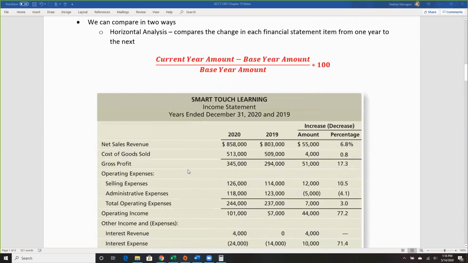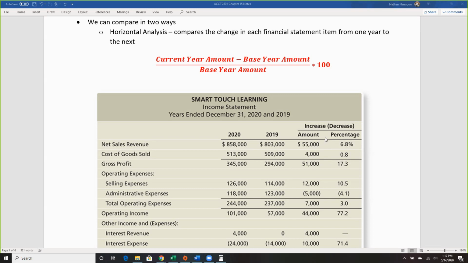And again, we have basically the horizontal and the trend. Horizontal typically compares 1 year to the next. It's a little bit easier. And we have this basic formula. We take the current year minus the base year amount, and then divide by the base year. So basically, current year minus previous year, divided by previous year, and times by 100 to get our percentage, because it's always in a percentage.